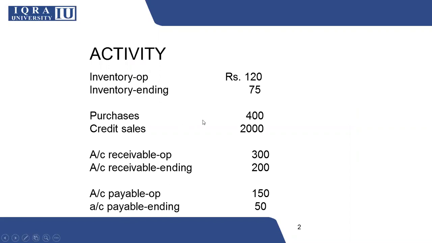It is possible that sometimes your question gives you only one inventory or one receivable or one payable. In that case, whatever information is given, you will assume it as ending inventory, ending receivable, and ending payable. But if both are given, like inventory opening and ending, then we have to take averages in our entire calculation wherever you require average inventory, receivable, or payable.